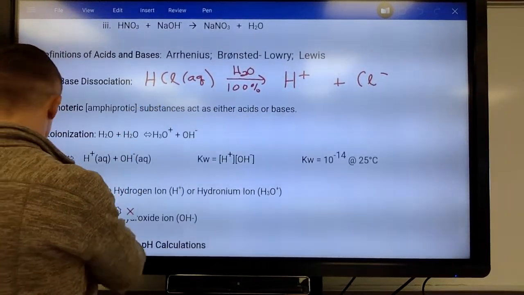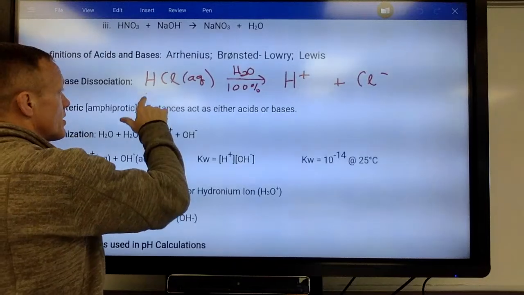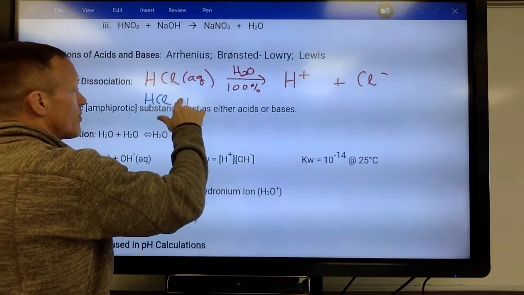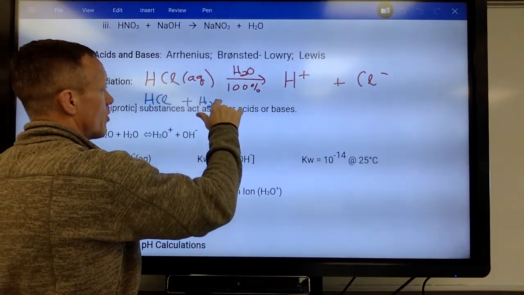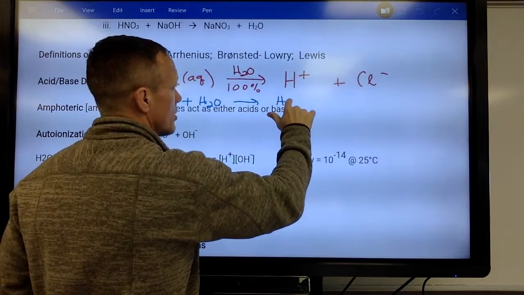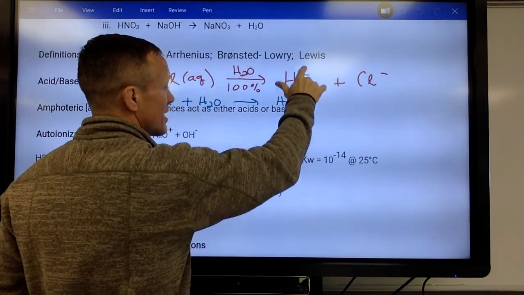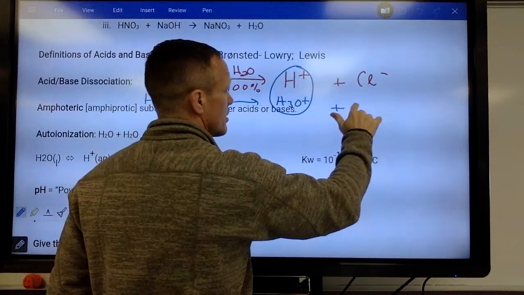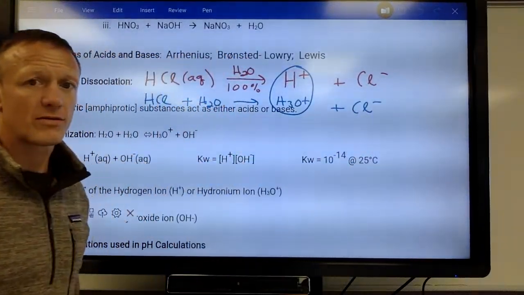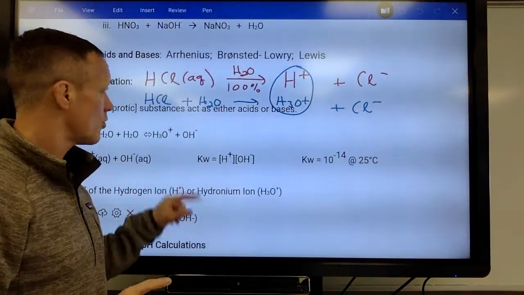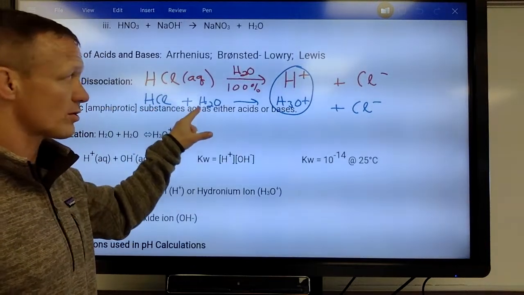The other way we could write that would be HCl plus H2O makes hydronium ions, which remember are the same thing as H plus ions, plus Cl negative. All right. The AP test will almost always show you the acid plus water.